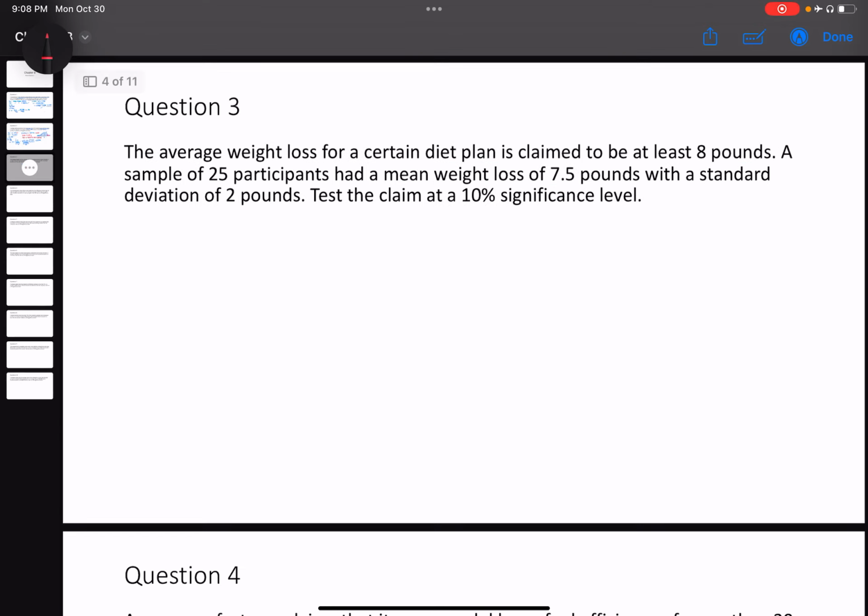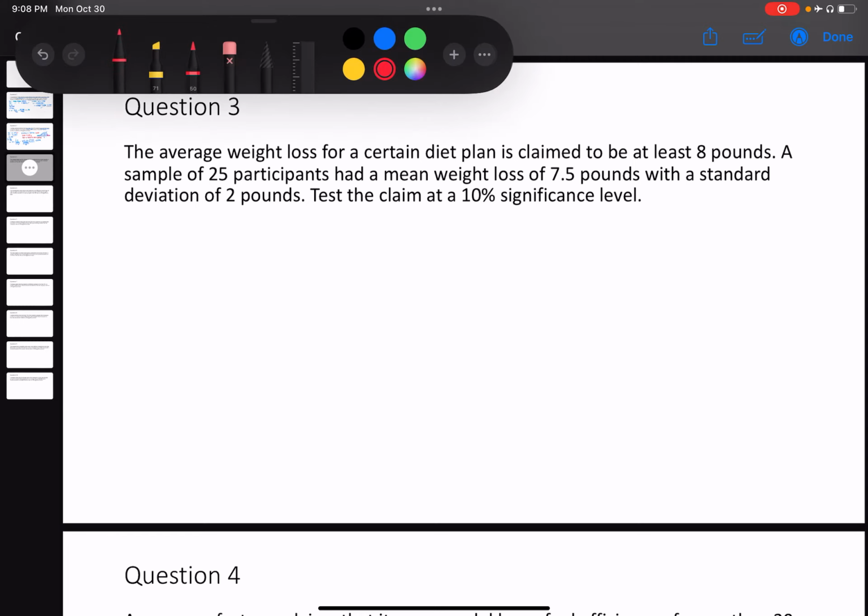Question number 3. The average weight loss for a certain diet plan is claimed to be at least 8 pounds. A sample of 25 participants had a mean weight loss of 7.5 pounds with a standard deviation of 2 pounds. Test the claim at the 10% significance level.